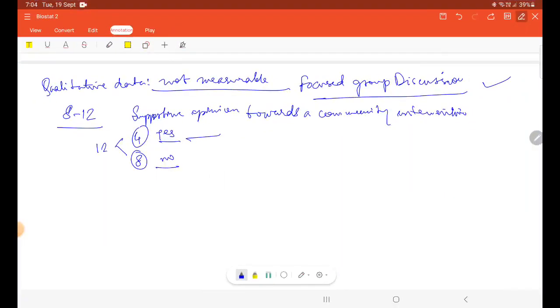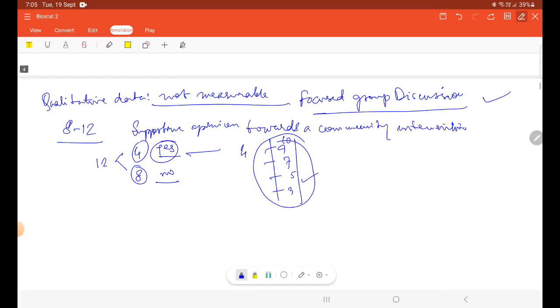So the support cannot be evaluated in numbers. If 4 people are supporting, we cannot put them on a scale, like person number 1 supporting 3 out of a scale of 10, person 2 5, person 3 7, person 4 9. We cannot categorize or express them in numbers or grade them in numbers in case of qualitative data. That is why it is said that qualitative data is not measurable.